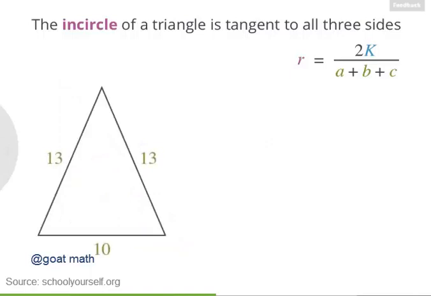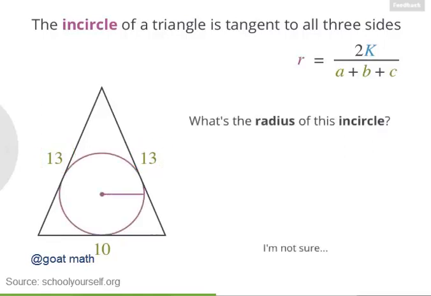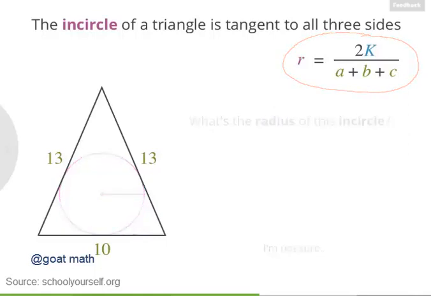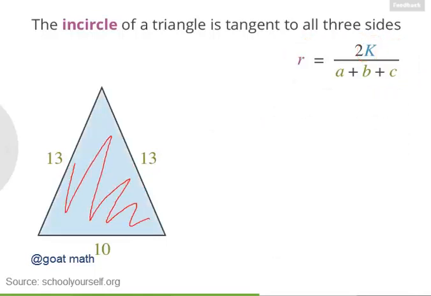Let's try one more example. Here's an isosceles triangle with one side of length 10 and two sides of length 13. What's the radius of this triangle's incircle? There are a few different ways to figure this out, and if you get stuck, just click down here. Okay, no problem. Now the first step in calculating the inradius is to find the triangle's area. So what's the area of this triangle here?